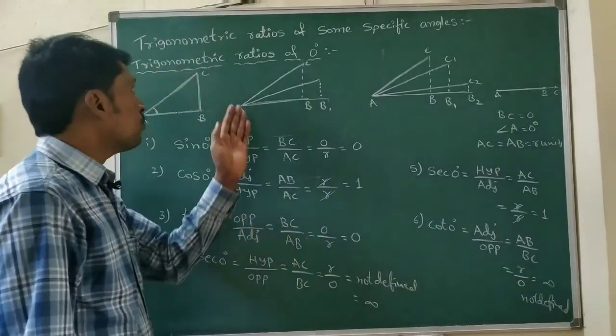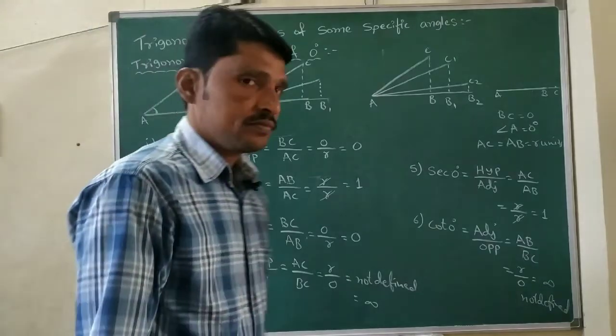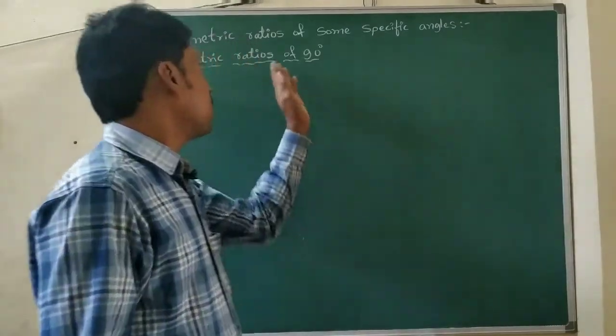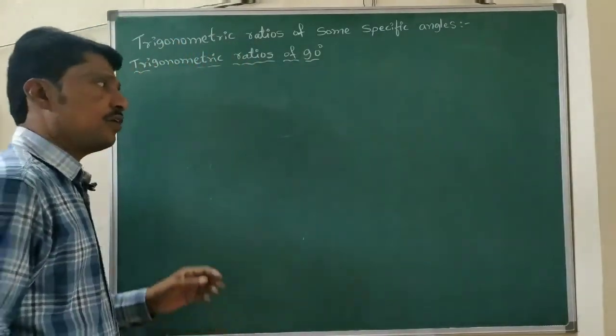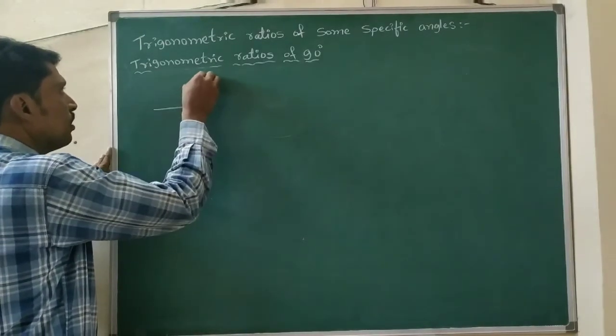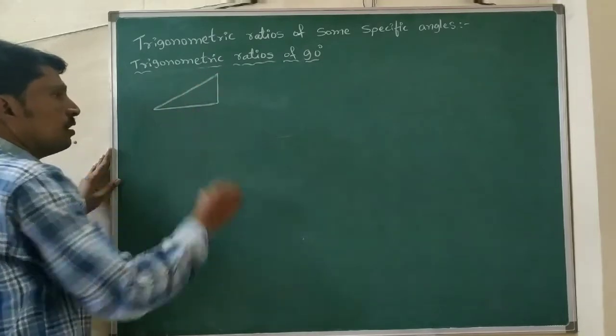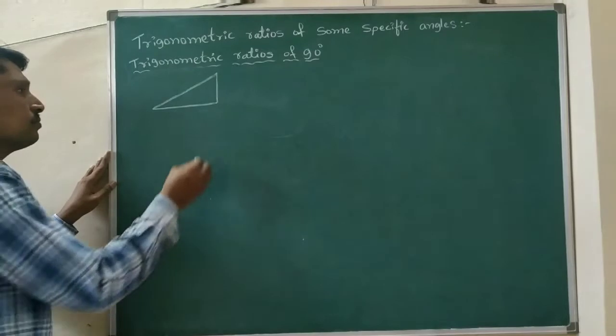Next, we are going to discuss 90 degrees. Now, the trigonometric ratios of 90 degrees. Now we need to construct a right triangle. This is the right triangle.